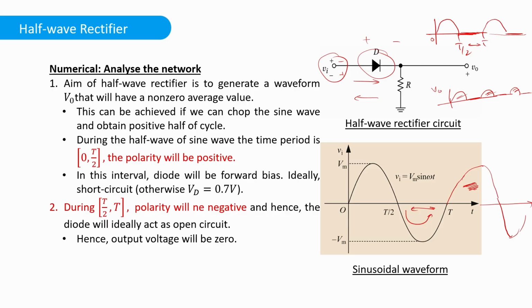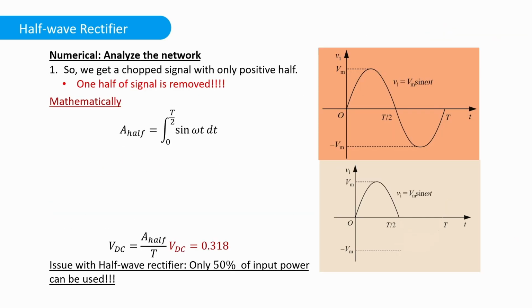So how do we calculate the DC voltage from this? Let's do it mathematically. Now you can see in this figure, for the first time period, we will have an output in the positive half cycle, and then we will have no output between T by 2 and T. We already discussed this previously. So first of all, we are going to calculate the area under this function. So how can we do that?